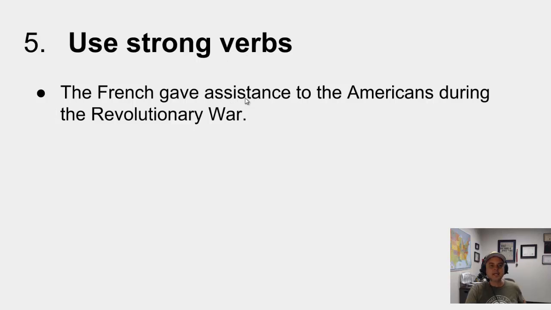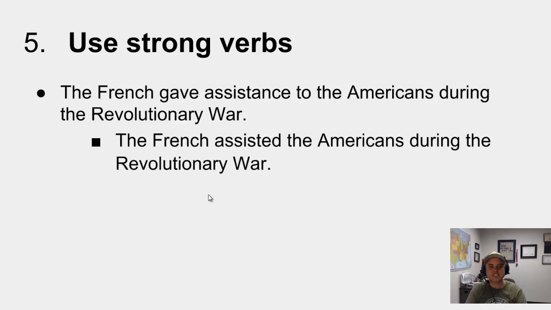Okay, if you identified assistance, you were correct. So let's clean this sentence up right now and see what we can do. The French assisted the Americans during the Revolutionary War. Bingo. Excellent. So we got rid of the word gave and we got rid of the word to in this sentence right here by simply saying the French assisted the Americans during the Revolutionary War. In other words, by getting rid of this verb right here and making this noun right here a verb. All right. So it's quite easy to use strong verbs throughout a sentence.